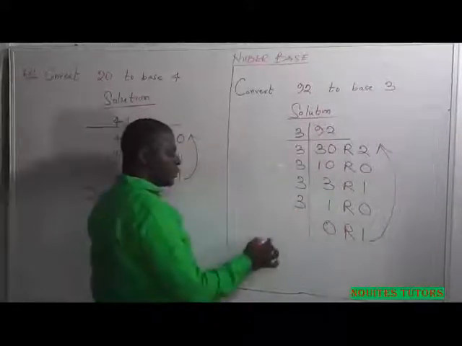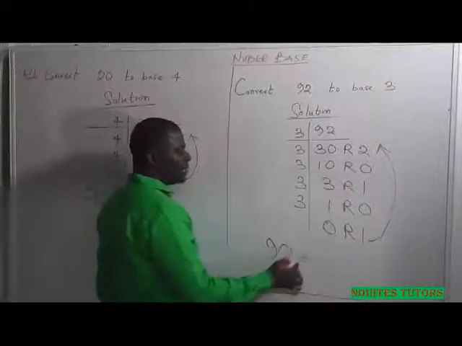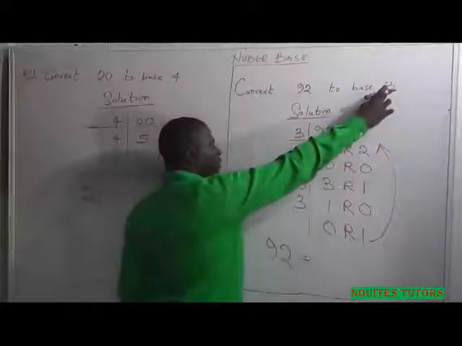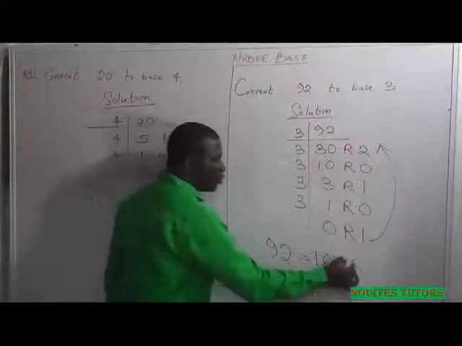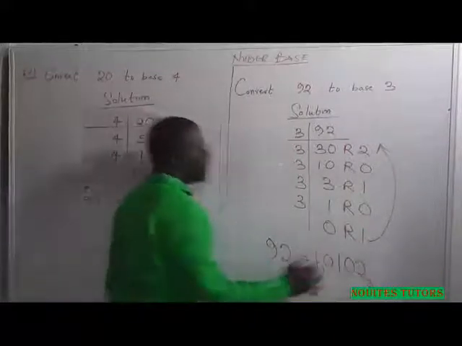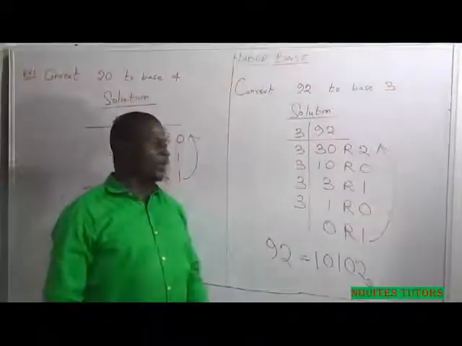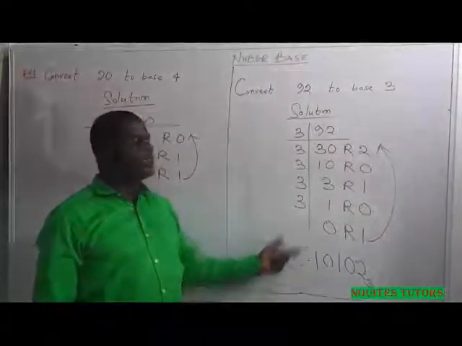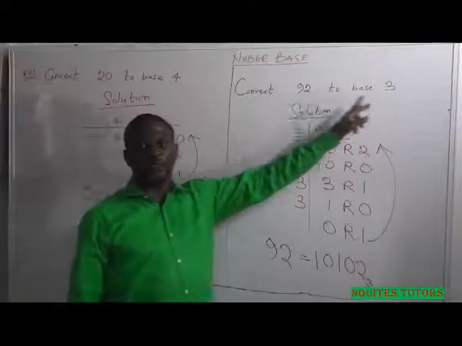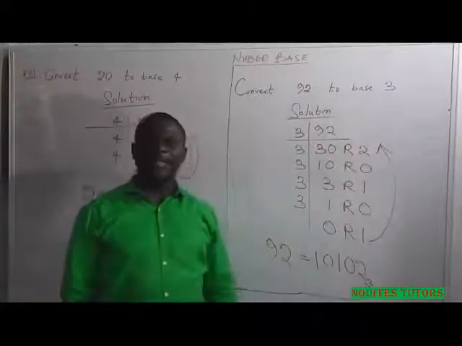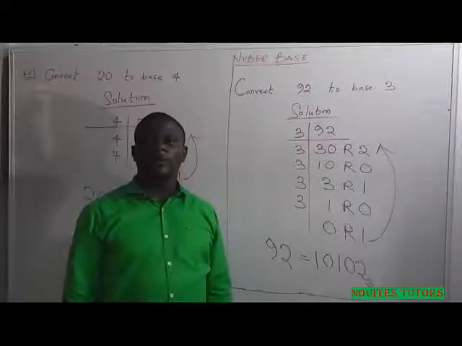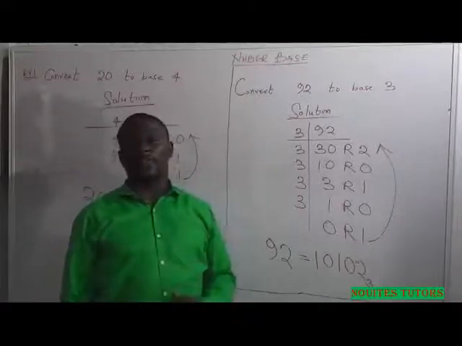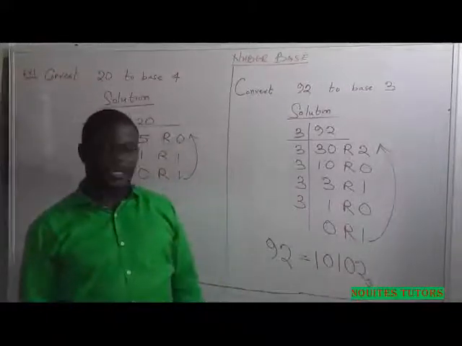So it means that 92, which is in base 10, when you are asked to convert it to base 3, the answer is 10102 base 3. So you have converted this number which is in base 10 to base 3. So in my next video, I'm going to be doing conversion from base 2 to base 10, or conversion from base 2 to other bases. Thank you very much.